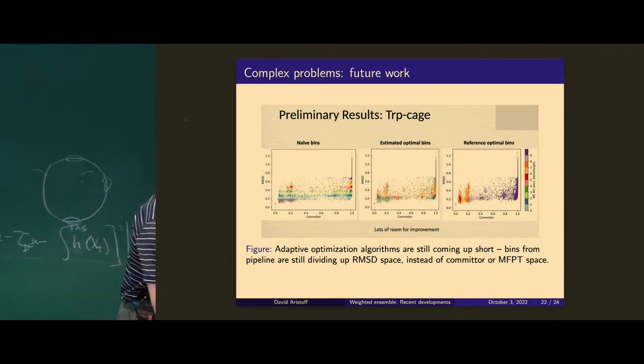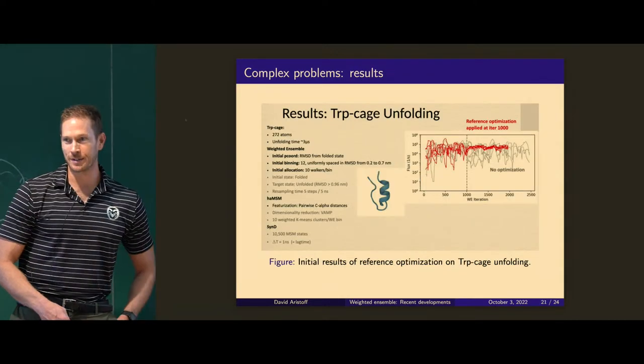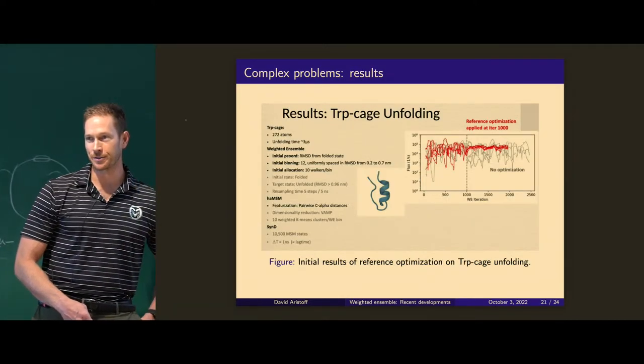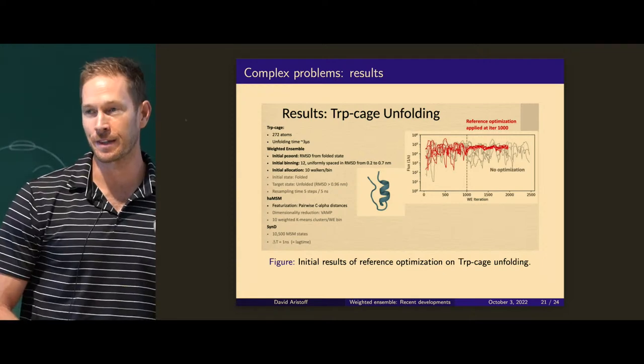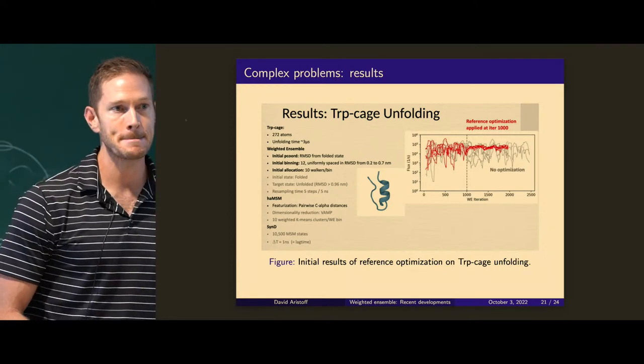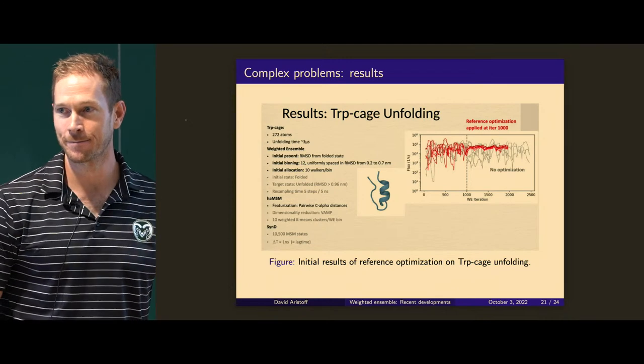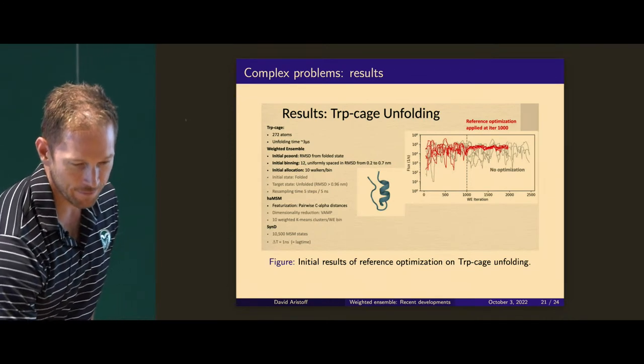Yeah, so this is actually not really trip cage, it's a very refined discrete model for trip cage with 10,000 states. So you could just do it? Yeah, we can just do it.